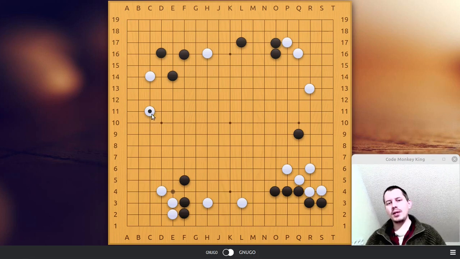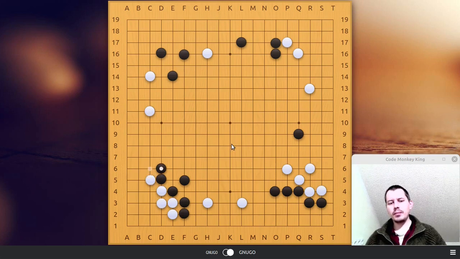I have this base, so this stone is no longer weak. So I have a base here. So I have only one weak stone out of the opening. So I don't say the opening is over, but it's almost over. We'll talk about it a bit more.